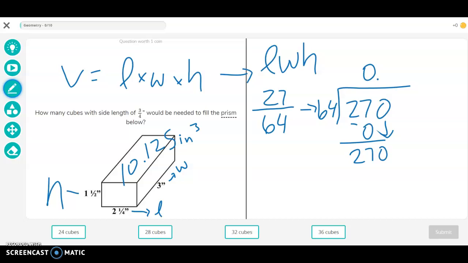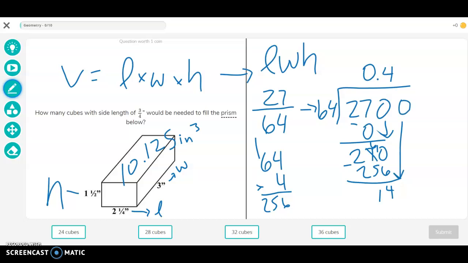Alright, 64 into 270. Okay, so we can go into it 4 times. You can see my work down here at the bottom, 256. Then we're going to subtract. So you get 4, 1, so we have 14. We have to add that 0. Now we need to figure out how many times 64 can go into 140. The closest we're going to get is 2. Let me add that up real fast just to make sure. We get 128.